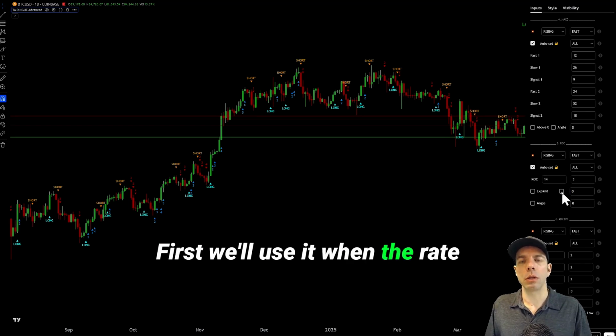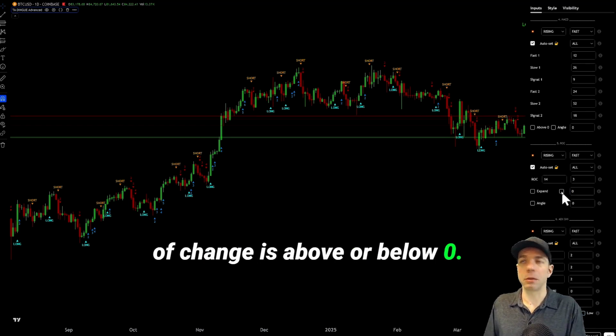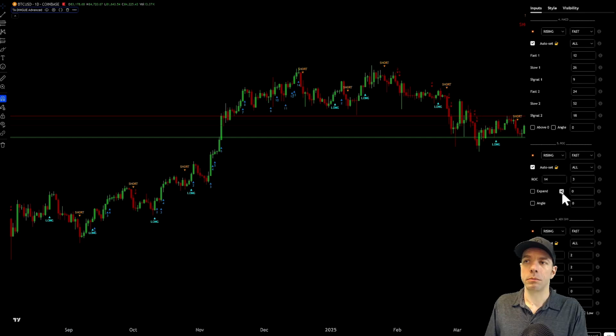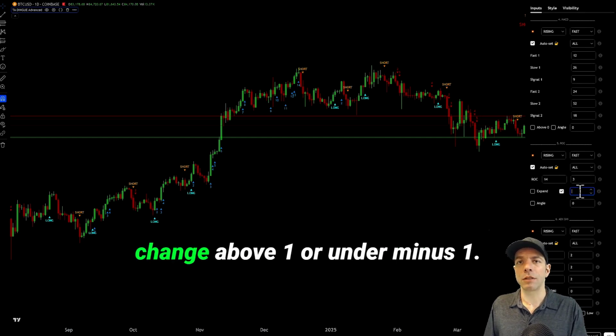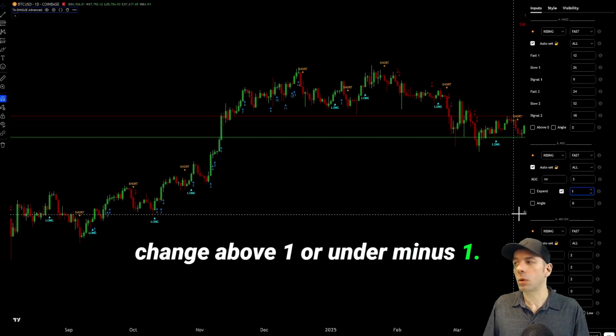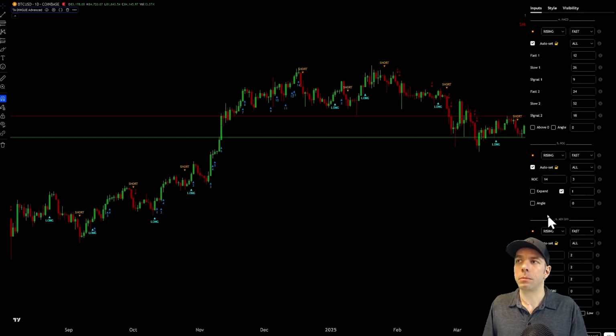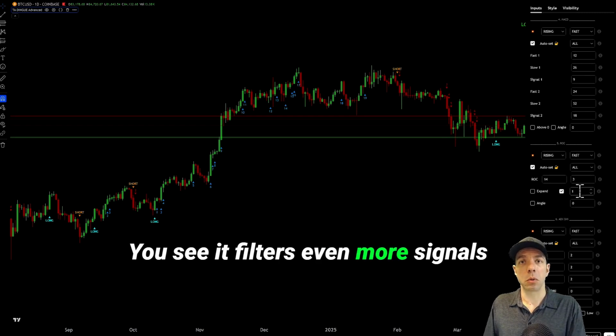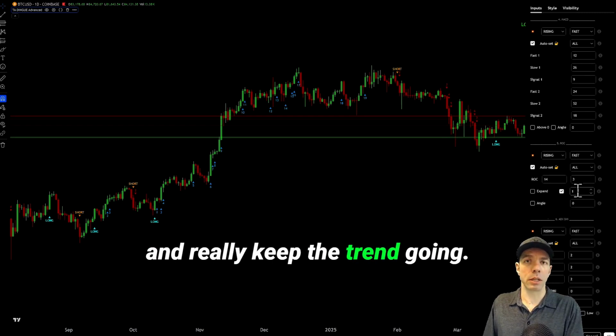First, we'll use it when the rate of change is above or below 0. Then let's check with the rate of change above 1 or under -1. You see it filters even more signals and really keeps the trend going.